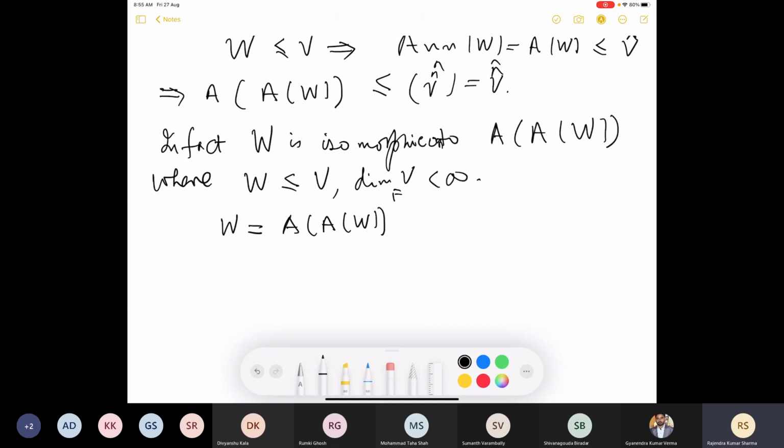Now we shall discuss an application of these annihilators, to systems of equations, but that will be next time.